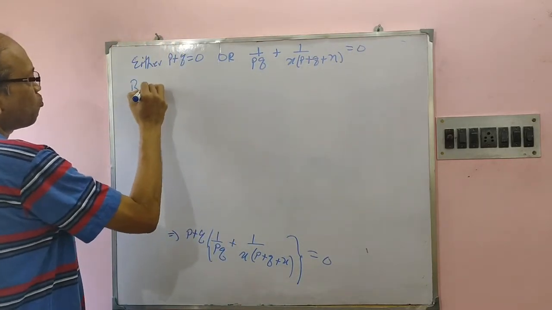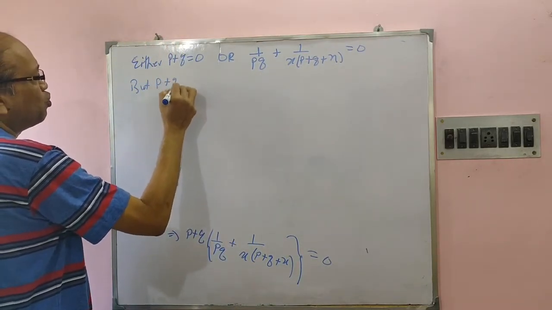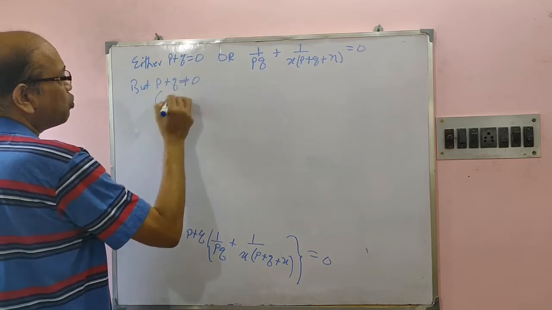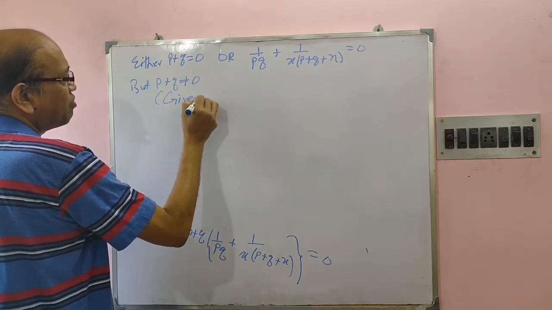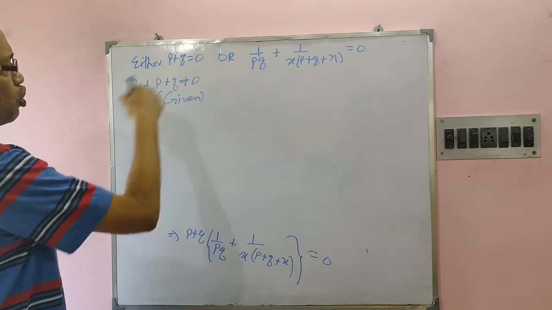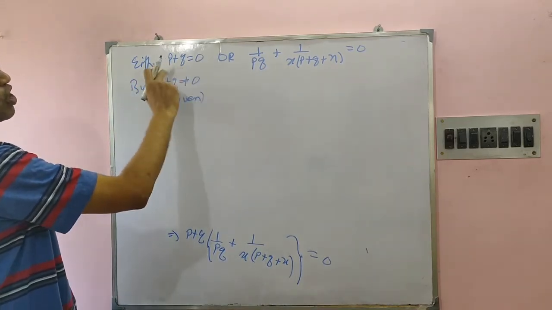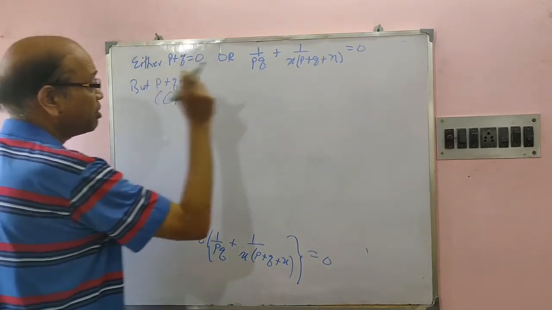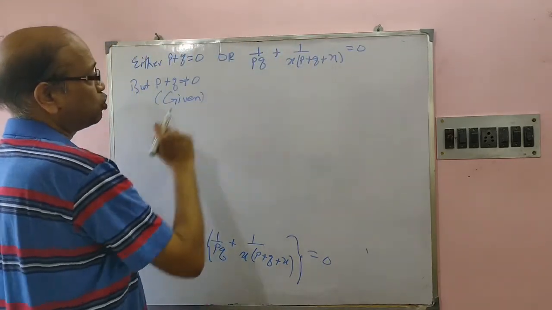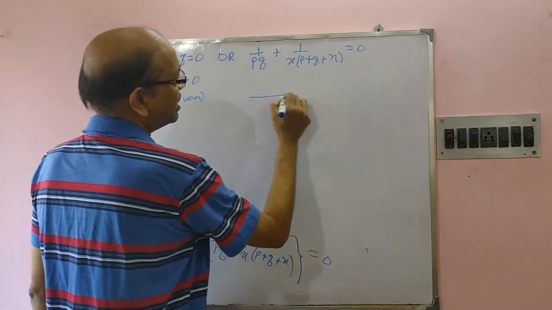But p plus q is not equal to 0. That was given in the question. p plus q was not equal to 0. Therefore, we cannot have this p plus q equals 0. That means this is only equal to 0. Therefore, take the LCM here.